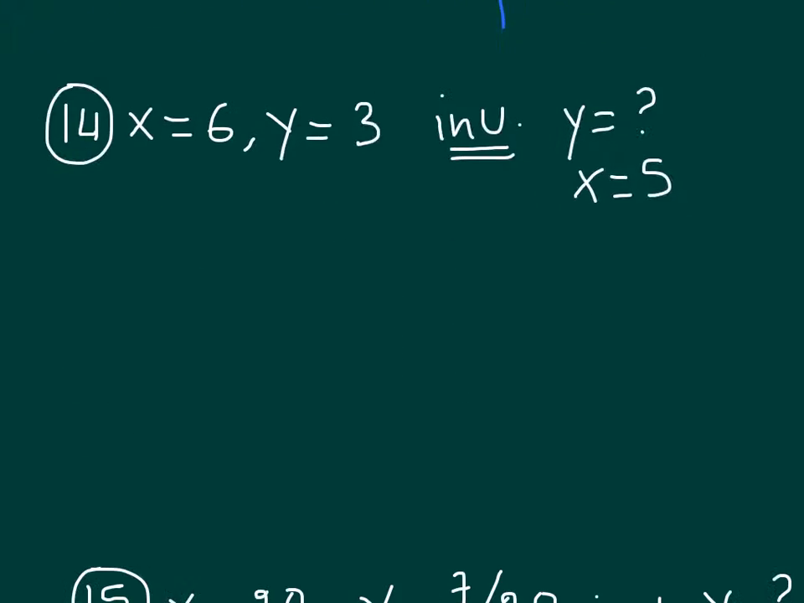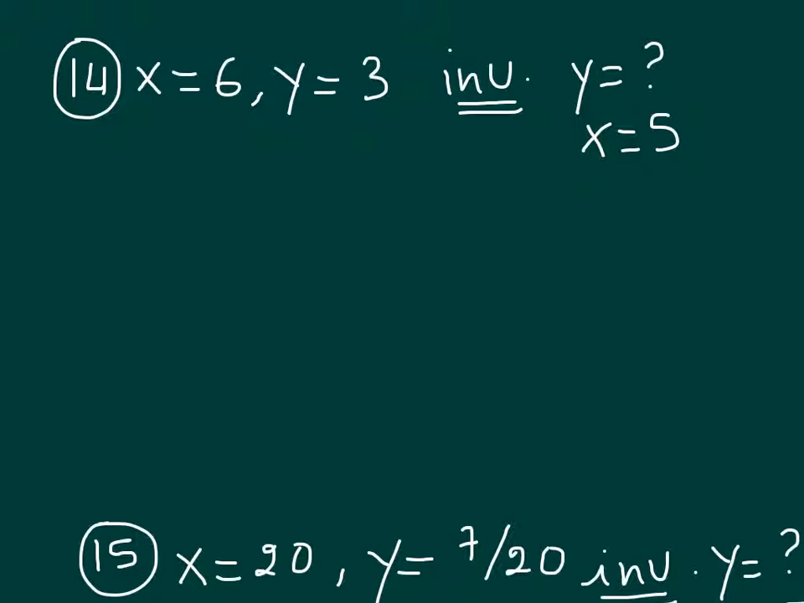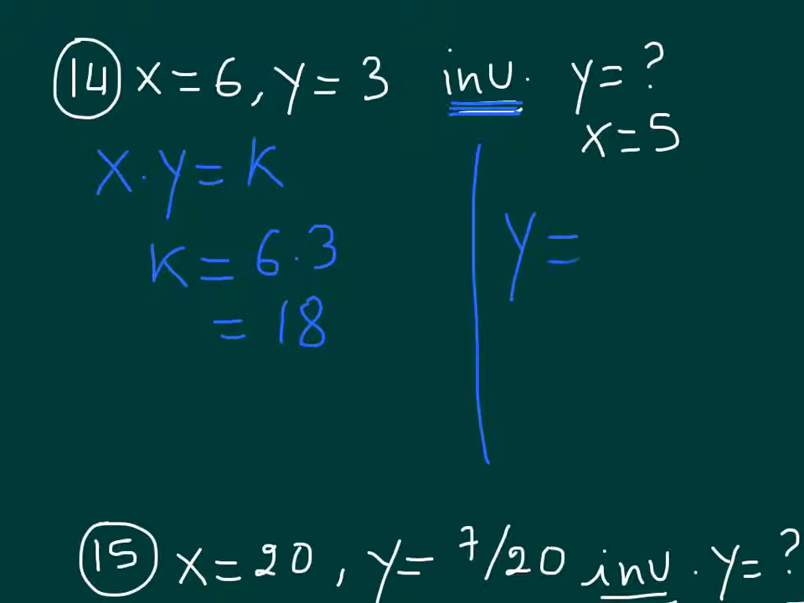Next, we're going to go to number 14. Number 14 is the same thing. We know the variation is inverse, so x times y is equal to a certain constant. We just have to figure out what that constant is. It's going to be 6 times 3, which is 18. The question was, what would be y if x is 5? So if the constant is 18 and x is 5, y will be 18 over 5.